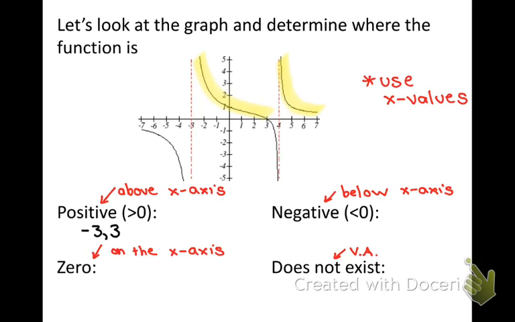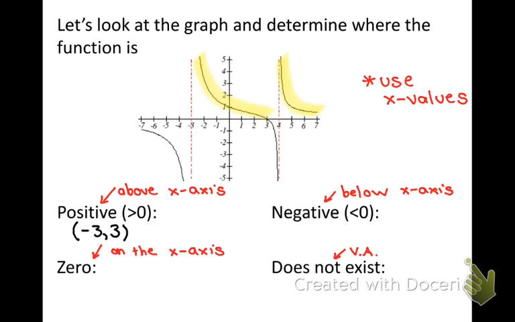Let's talk about brackets versus parentheses. At -3, I have a vertical asymptote. My graph gets closer and closer and closer to -3, but it's never actually going to touch it, so it gets a parenthesis. My +3 is also going to get a parenthesis, but for a different reason. This one gets a parenthesis because I only want where it's above the x-axis. I only want where it's greater than 0. Because there's no equal to, this one only gets a parenthesis.